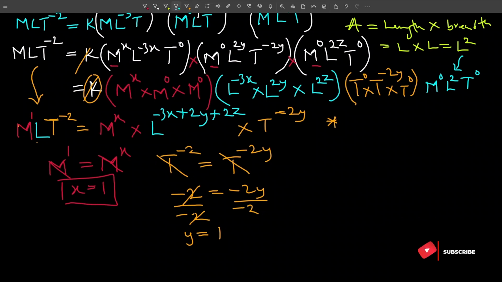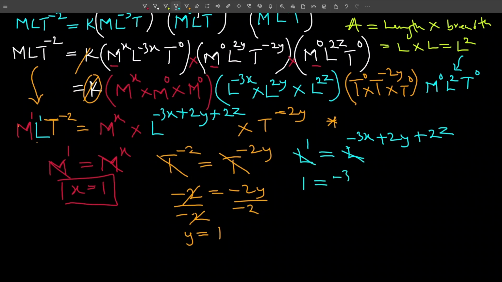So let's deal with L now. On the left hand side, we have L raised power 1 equals, on the right hand side, L raised power minus 3x plus 2y plus 2z. Again, L cancels L. What do we have now? 1 equals minus 3x plus 2y plus 2z. Now we know what our x is. X is 1 and y is also 1. So what do we have? 1 equals minus 3 times 1 plus 2 times 1 plus 2z.